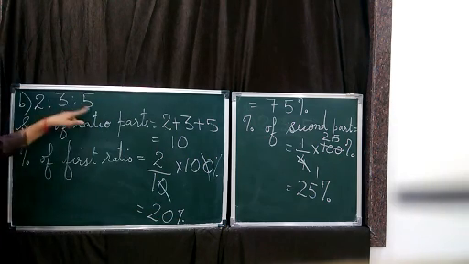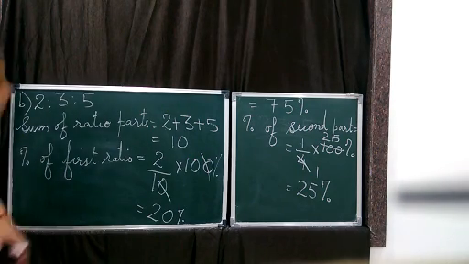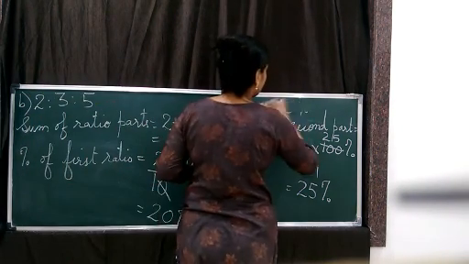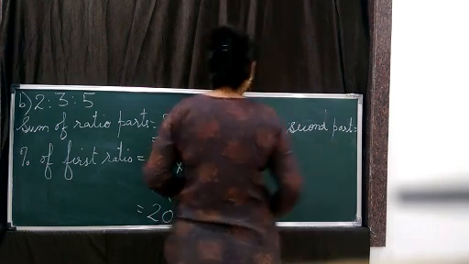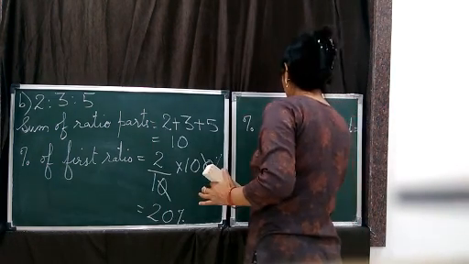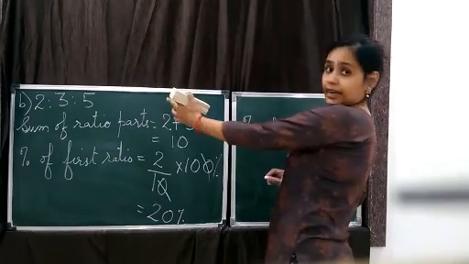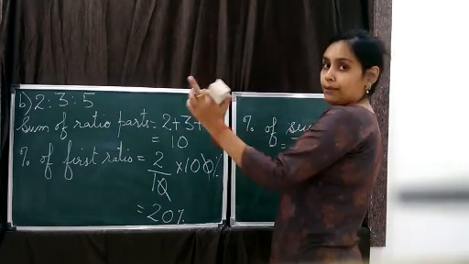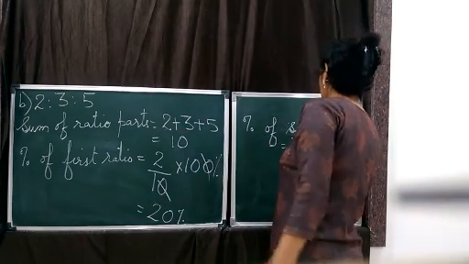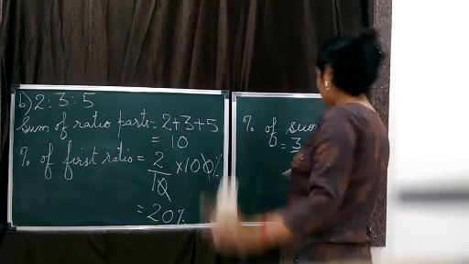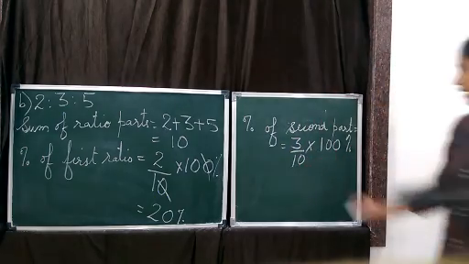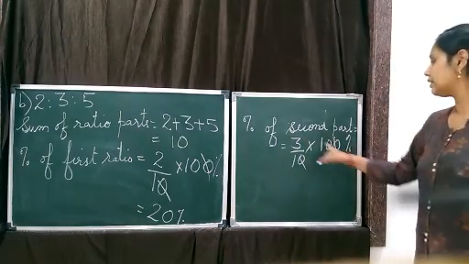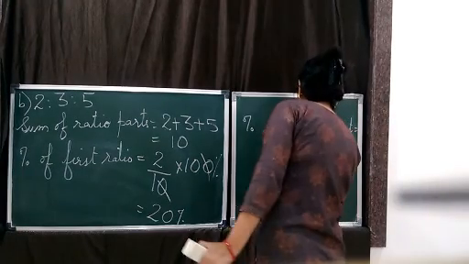Then we find the second part and then we find the third part. So percentage of second part. What will be the percentage of second part, children? Percentage of second part will be the second number, that is 3 upon total, that is 10, into what? Into 100%. Okay, again 0 got cancelled. 3 tens will give us 30%.